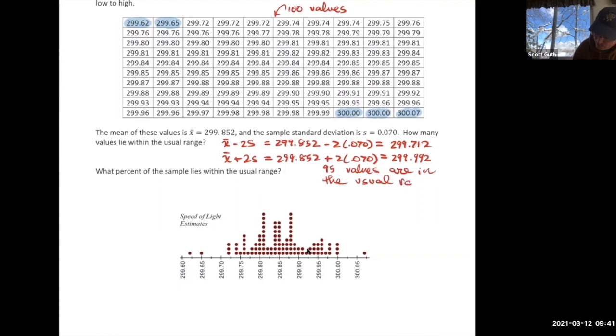And what percentage of values are in the usual range? Kind of obvious, right? 95 out of 100. So 95 out of 100 is 95% of the values.